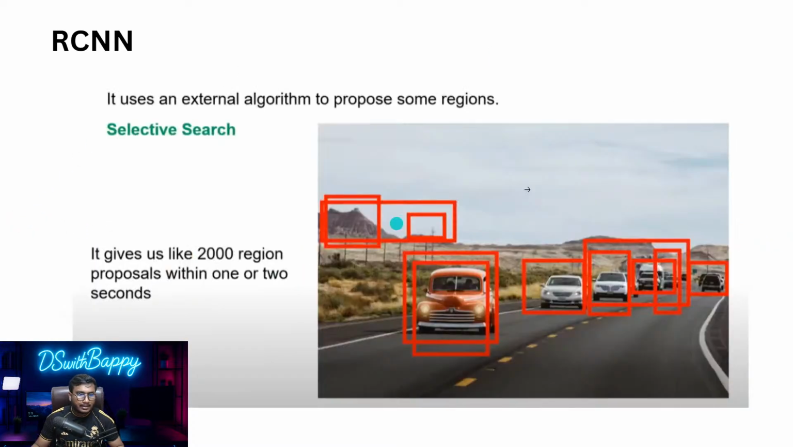Now see what will happen in the RCNN. That means we saw it will use something called selective search to propose the regions.